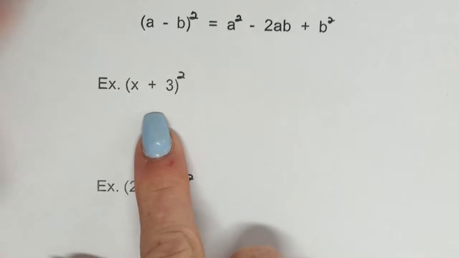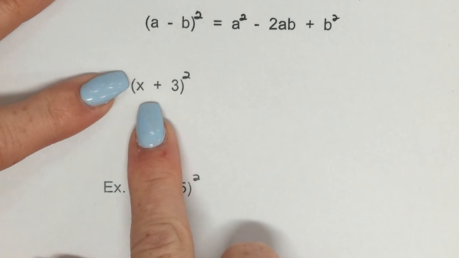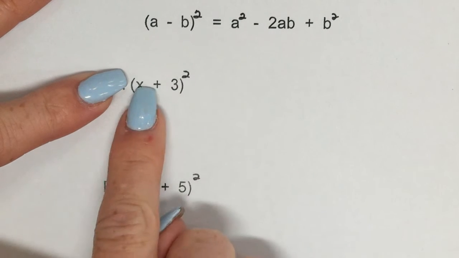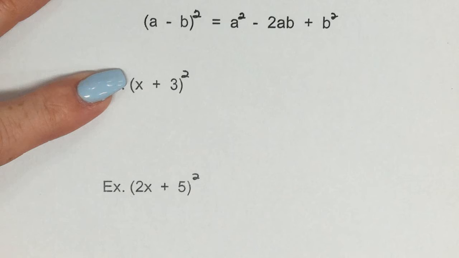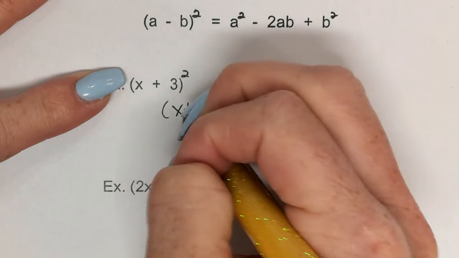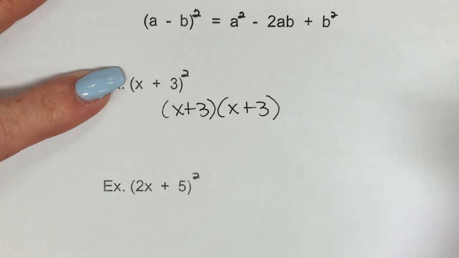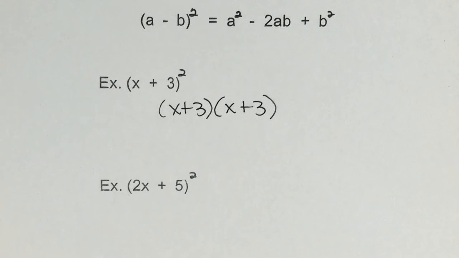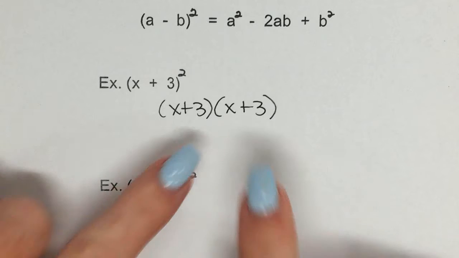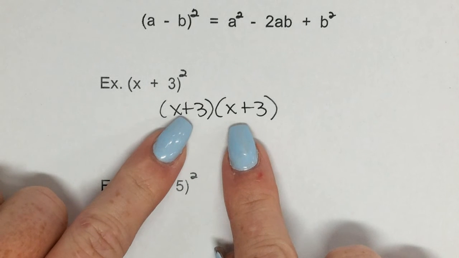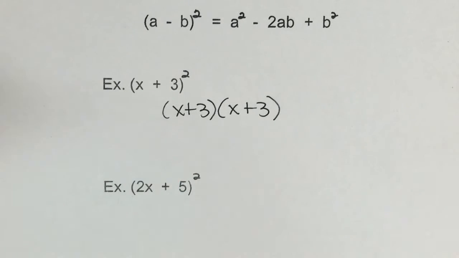If I was to use the FOIL method, this is basically saying that you have 2 of the x plus 3's. Yes, I have x plus 3 times what? X plus 3. Y'all know anything to the second power means that thing times itself. Yes? Could I now do FOIL if I wanted to? Yes, so I'm just going to show y'all how this works right now. I'm not teaching you anything new. This is simply the FOIL method.